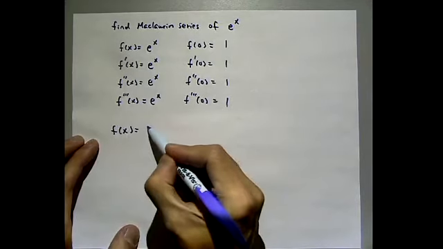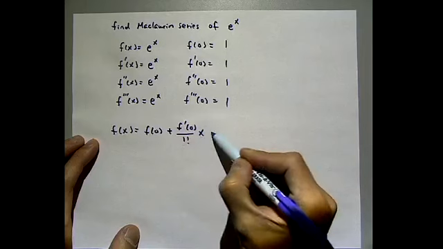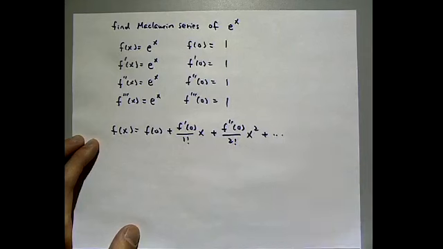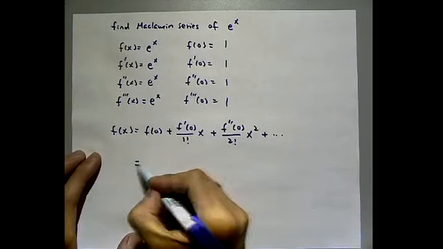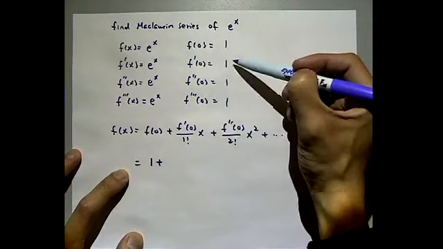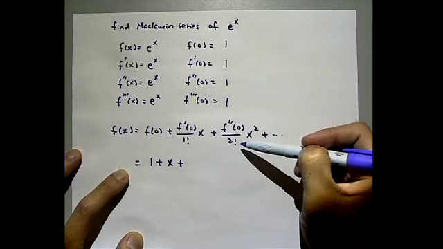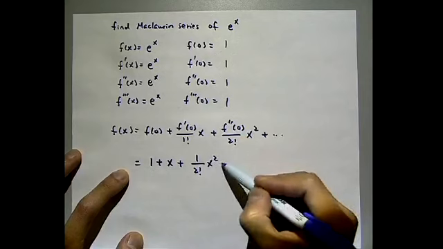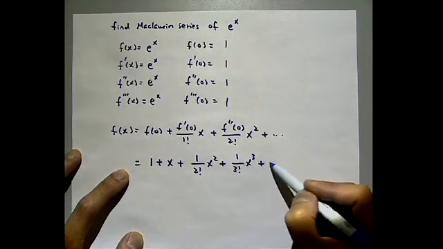Okay, so now the Maclaurin series, remember, we're doing this thing here: the nth derivative over n factorial times x to the n. So what do we see? We see 1 plus 1 over 1 x plus 1 over 2 factorial x squared plus 1 over 3 factorial x cubed plus dot, dot, dot.